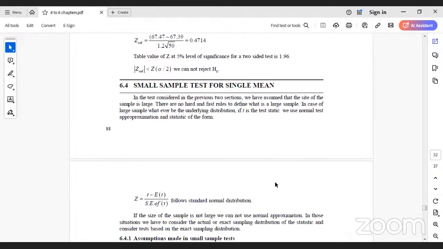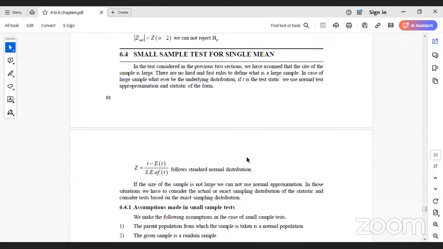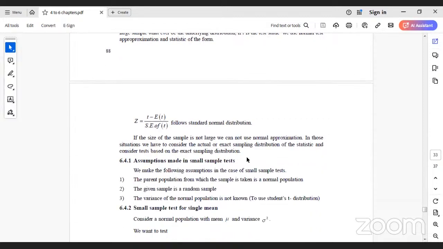Small sample test for single mean. In the tests considered in the previous two sections, we have assumed that the size of the sample is large. There are no hard and fast rules to define a large sample. In the case of a large sample, whatever the underlying distribution, the test statistic we use is an approximation of the form. This is a basic condition I told in the laboratory class also.